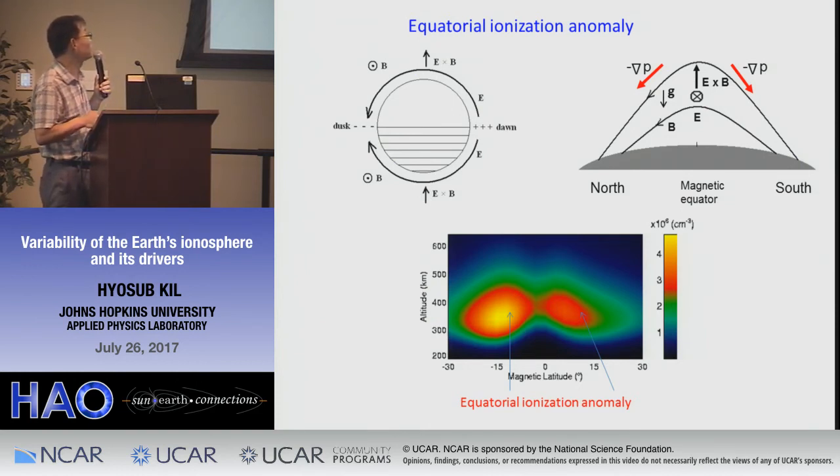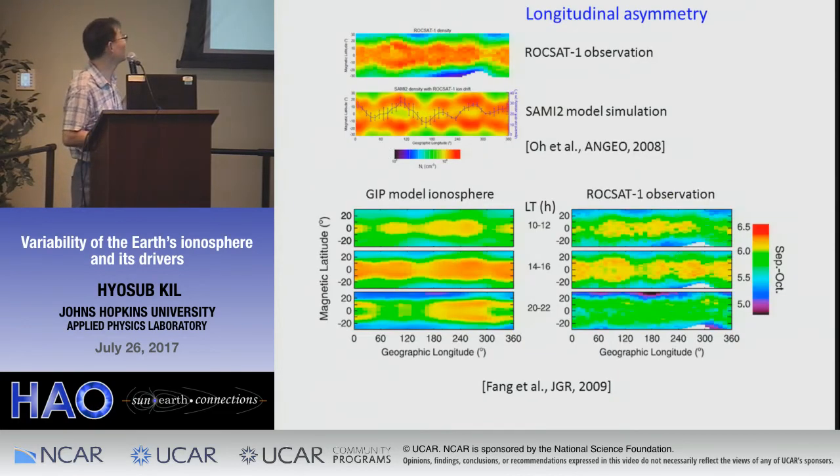Then this upward plasma motion induces plasma diffusion along the magnetic field line. And by this process, which we call the fountain effect, the plasma density maximum occurs not at the magnetic equator, but at a little bit higher latitude, plus or minus 10 or 15 degrees magnetic latitude. We call these structures the equatorial ionization anomaly.